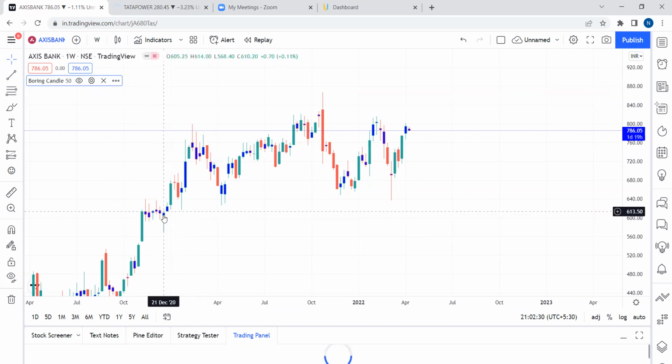Similarly, this boring candle, if you see, this is actually a green boring candle. How do we know that? Let's disable this. Now only 2 types of candles are there. There is no third category of candle. Only after applying the indicator, some candles which are satisfying the boring candle criteria are coming in a different color. That's all.